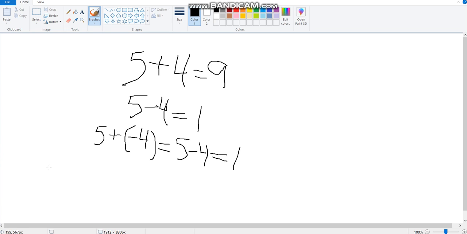Now what if we do a negative number, say negative 6, minus a number? So you see 2 minus signs here, right? So we have 2 minus signs there. That just means we're getting more and more negative. We're going down. We're getting smaller.